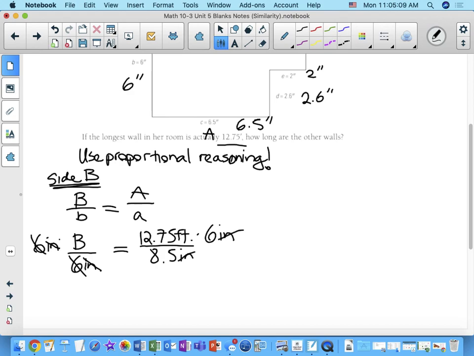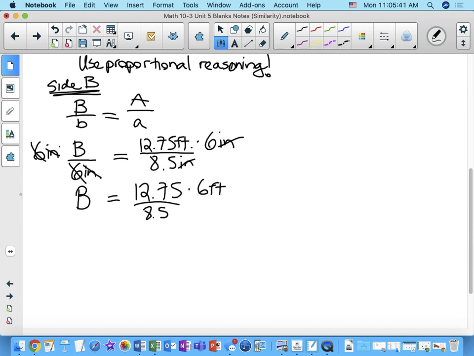And so what's the unit that you're left with at the end of the day? Feet. And that's what we want, because the capital B should be in feet. You don't need to show me, this is called unit analysis. You don't need to show me that, but it actually does work out that way. So B is going to end up being 12.75 times 6 divided by 8.5 feet. And that is 9 feet.